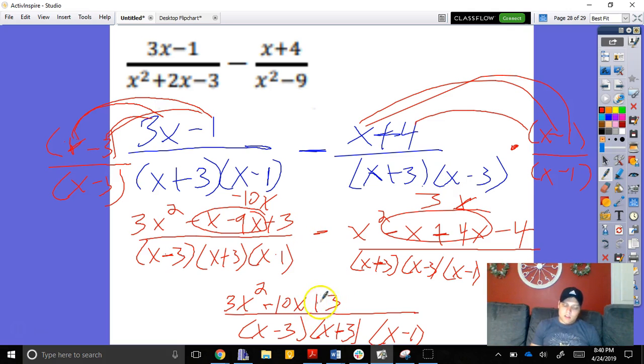Now pay close attention to this. This isn't hard, but something you should know. This negative is going to change the sign of every piece of this numerator. So this positive x squared is going to become a negative x squared. This positive 3x is going to become negative 3x. This negative 4 is going to become a positive 4.